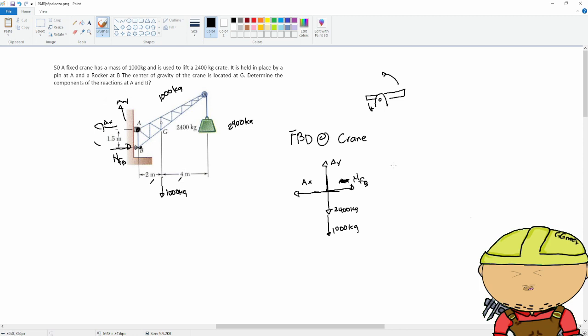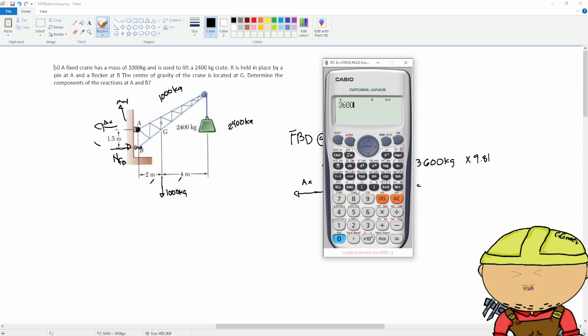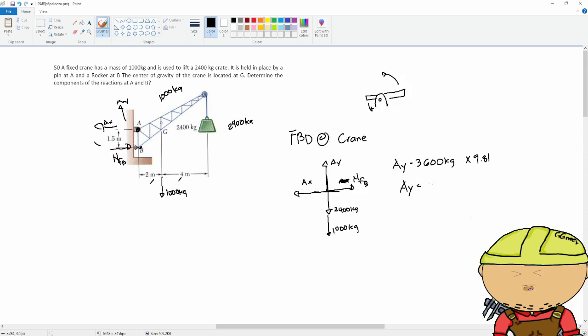So AY is 3,600 kilograms times 9.81. AY is 3,600 times 9.81, which is 35,316. 35,316 is AY.